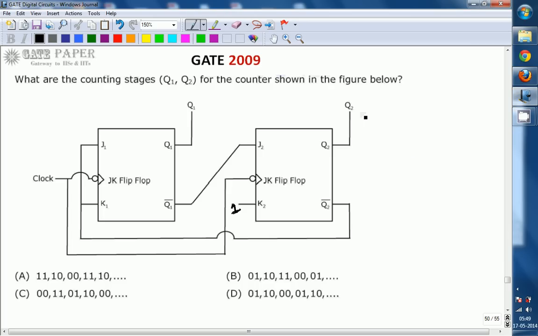Hello, we are discussing the GATE 2009 ECE paper, and look at the circuit diagram. This question is related to digital circuits. What are the counting stages Q1, Q2 for the counter shown in the figure below? There are two JK flip-flops connected, and for this counter, what are the counting sequences for Q1, Q2? That was the question asked.